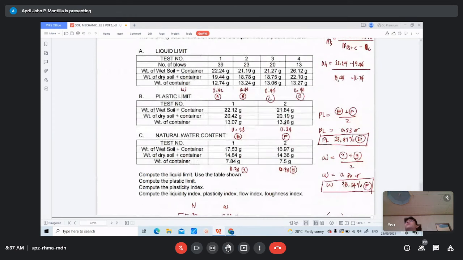So, basically, ko-compute lang natin yung mga moisture contents.